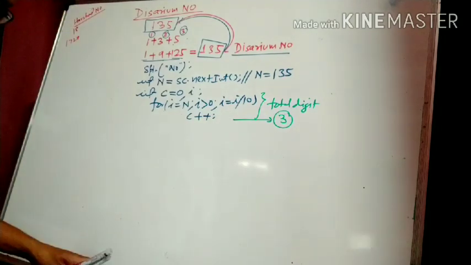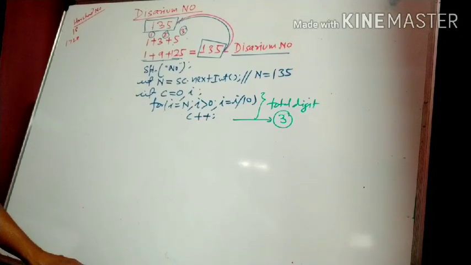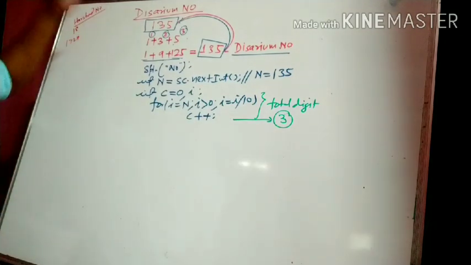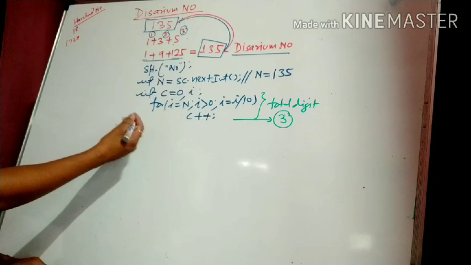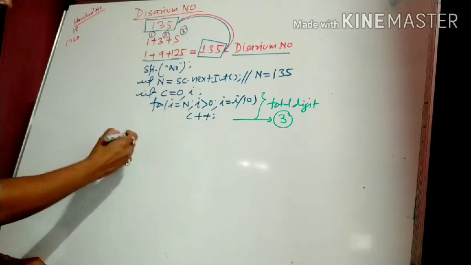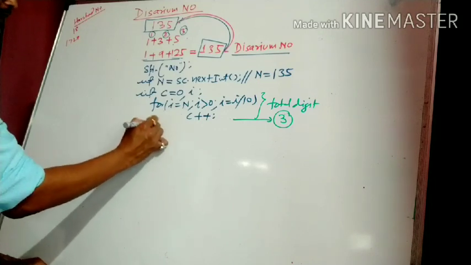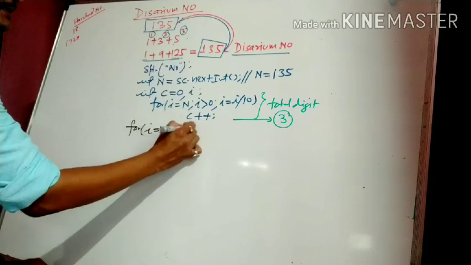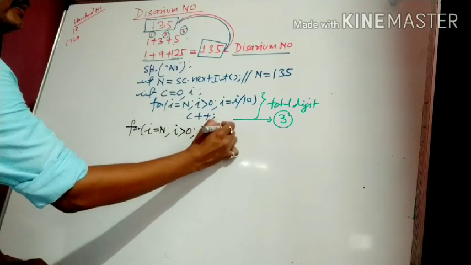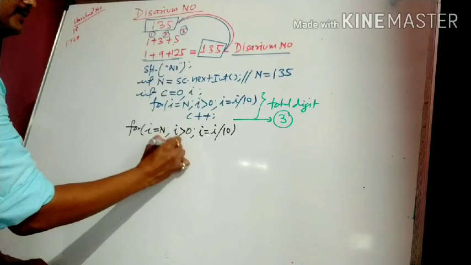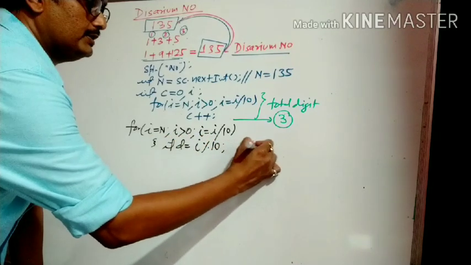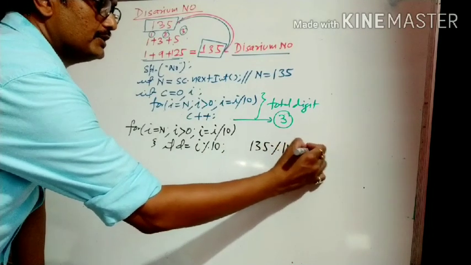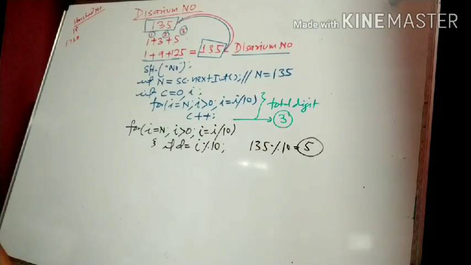Now you have to extract the last digit. You know how to extract the last digit. So again, you can use a for loop or while loop or do while loop. For i equal to n, i greater than 0, extract the digit: integer d equal to i modulus 10. That means 135 modulus 10. Your answer will be 5.